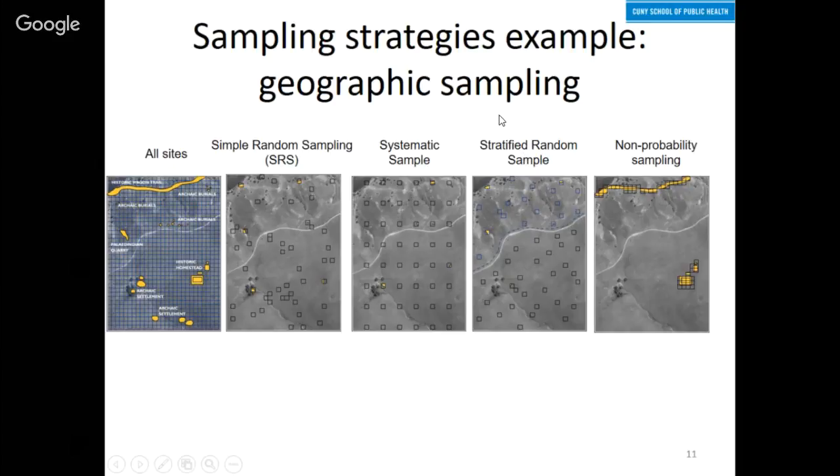A stratified random sample where we took the part above this river and below this river and selected a pre-specified number above and below, which is going to tend to give you fewer gaps because you're guaranteed to have a specified number on each side. Or non-probability sampling, where you're interested in somewhere and you just take your samples from there.